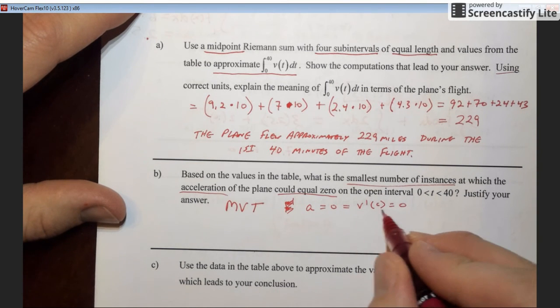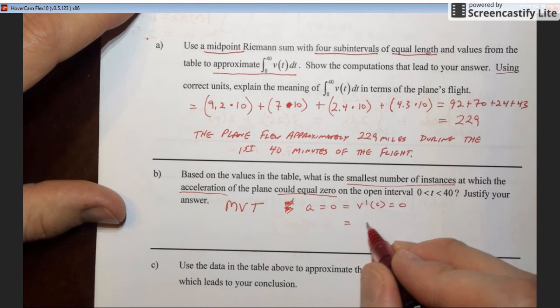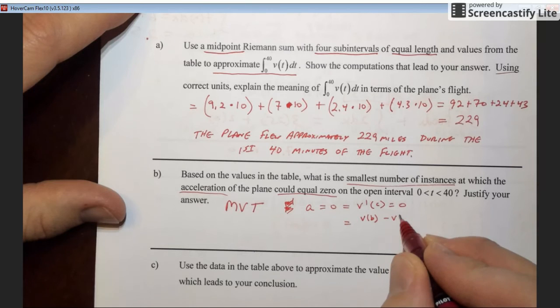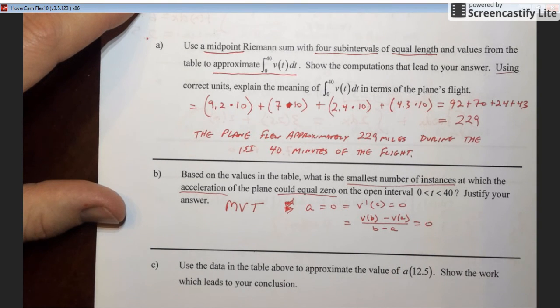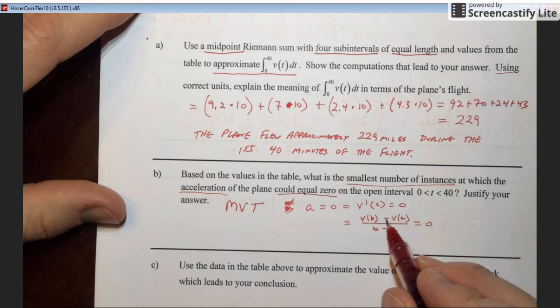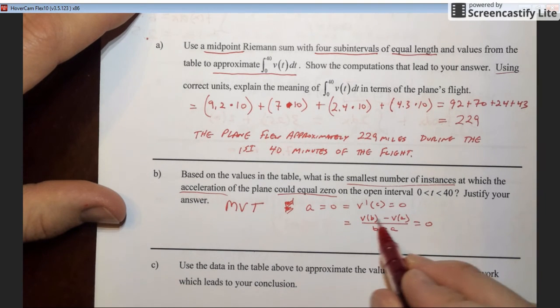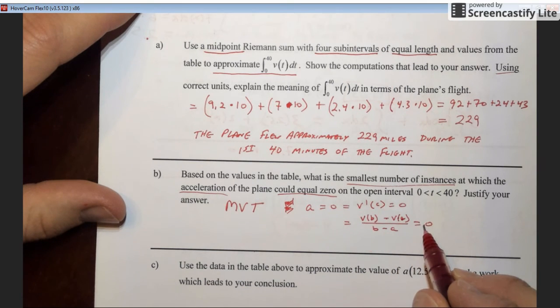Well, if you recall, for mean value theorem, we need to do the average rate of change. So v of b minus v of a over b minus a. We want to know, when is that equal to 0? Well, when is a fraction equal to 0? Right, when the numerator is equal to 0. So we need two velocity values that will be equal to each other. Because if the velocity at b is equal to the velocity at a, then v of b minus v of a will produce that 0.